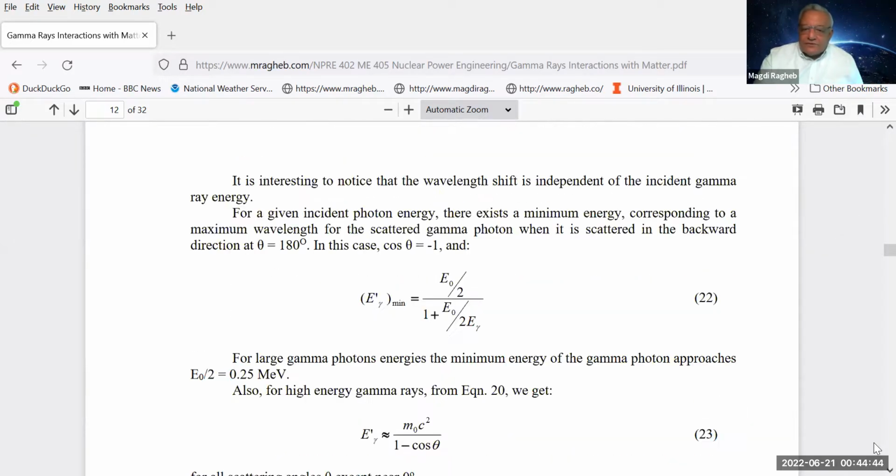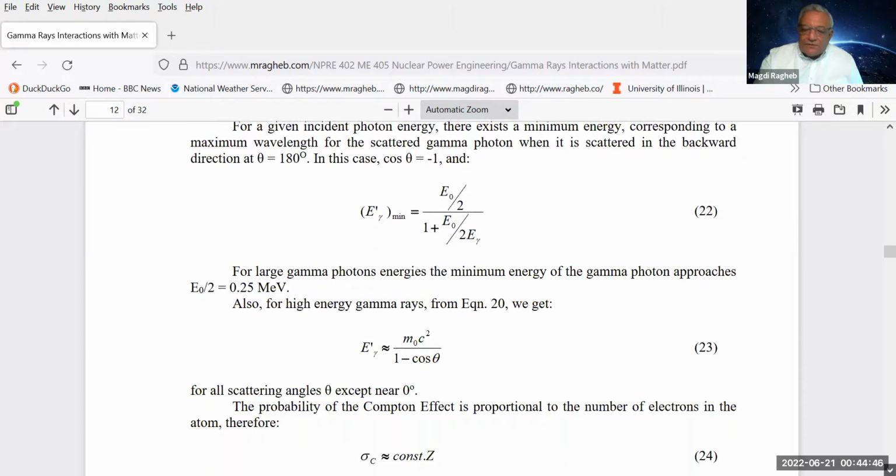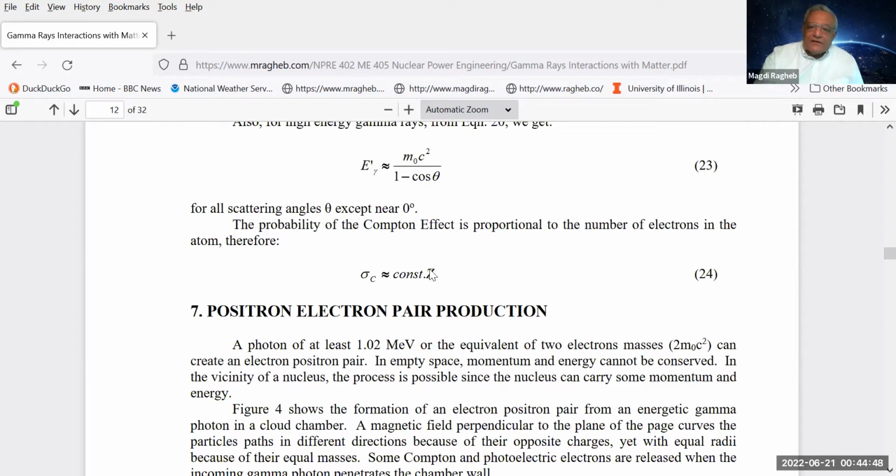This process is important, and it happens at intermediate energies and atomic numbers of the nuclei. I'm going to show you the probability compared to the photoelectric effect. It is not Z to the 5th power or the 4th power. The Compton scattering is proportional just to Z.